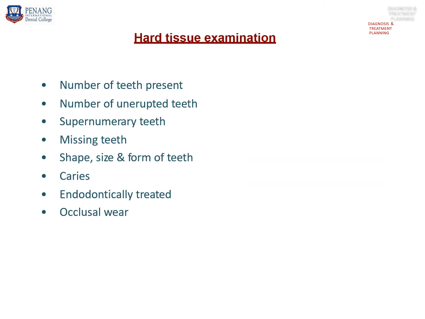Now, hard tissue examination, I'll not be going into detail about it, okay, because you all know how to write the number of teeth present, if there is any unerupted teeth, supernumerary teeth, missing teeth, shape, size, and form, okay, caries, if so, in which teeth, endodontically treated teeth, and occlusal wear, and if so, where it is present.